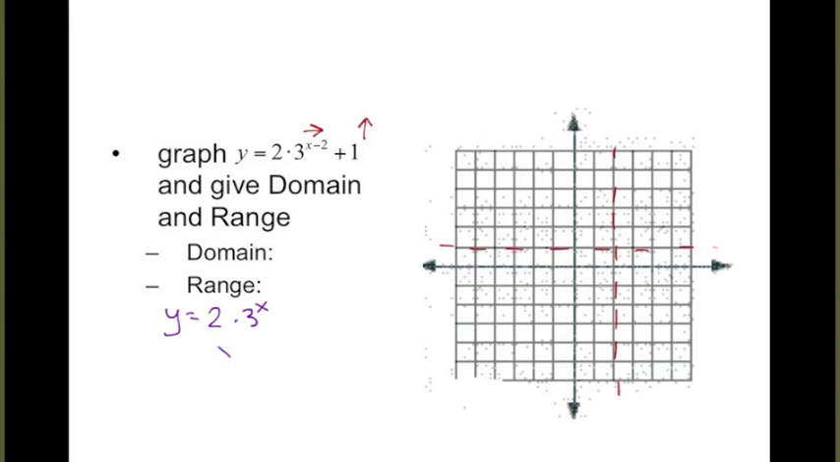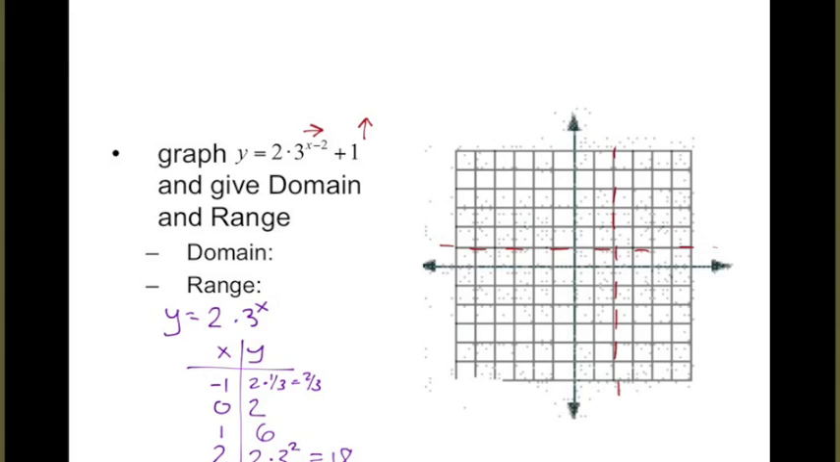Ignoring the shifts, when I plug in a -1, it's going to flip over that 3. It's going to give me 2 times a third, or 2/3. When you plug in 0, you always get your front multiplier, because 3 to the 0 is just 1, so 2 times 1 is 2. Plug in 1, and I get 2 times 3, which is 6. And 2, and I get 2 times 3 squared, which is 18, and I probably won't be plotting that.